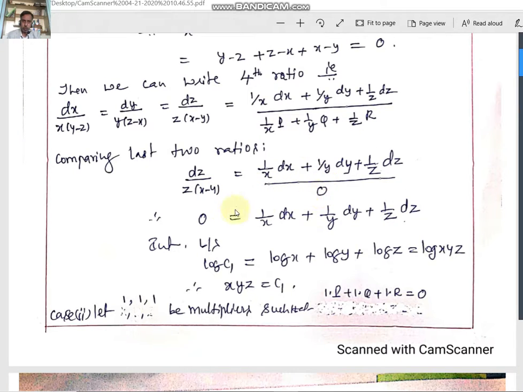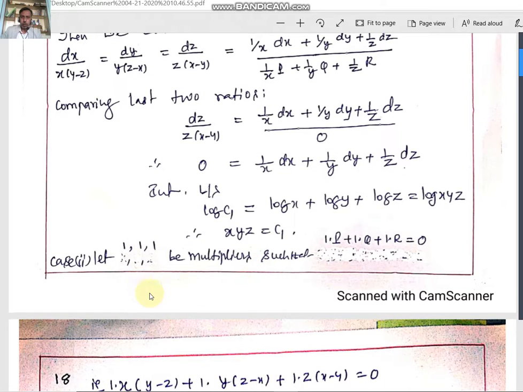Cross multiply, 0 to the left-hand side, so this entirely becomes 0. The right-hand side remains 1 by x dx plus 1 by y dy plus 1 by z dz. So integrate each term with respect to the corresponding variable. Integral of 0 is log c1, equal to log x plus log y plus log z, nothing but log xyz. So cancelling log on both sides, xyz is equal to c1. This is the first solution, called u function.